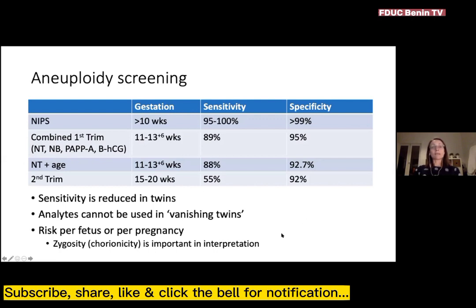And the other important thing to keep in mind with aneuploidy screening is that it's possible to report the risk per fetus or per pregnancy, and it's really important to understand which of those the laboratory is using to be able to interpret the information for your patient. And that's usually based on knowing the chorionicity, which is another reason that chorionicity determination is really important.